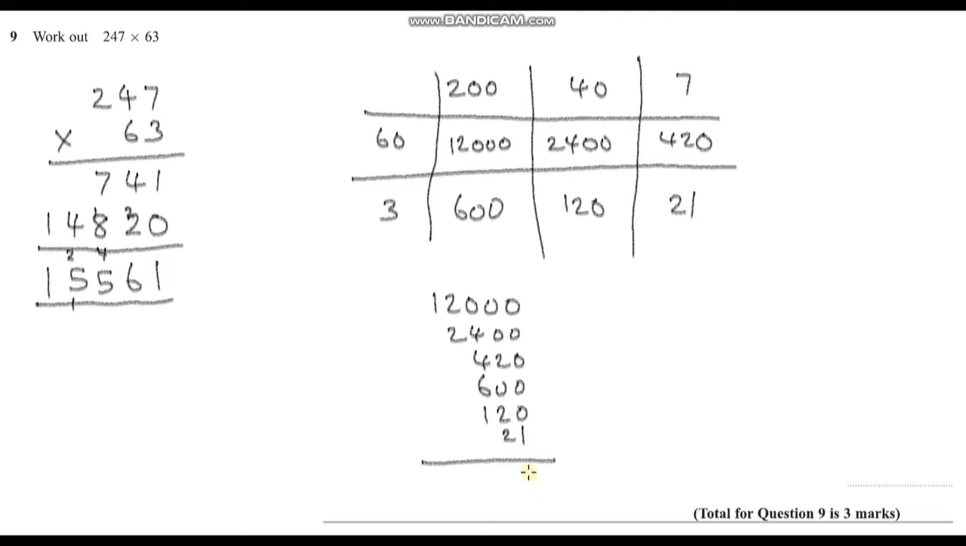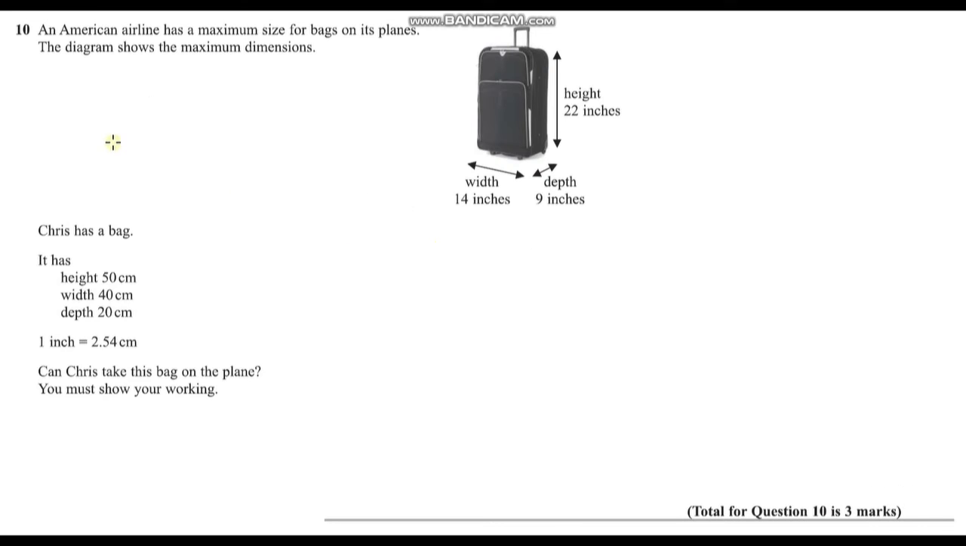So this column, that's 1. Here we've got 2, 4, 6. Here we've got 4 plus 4 is 8. 8 plus 6 is 14. Plus 1 is 15. We carry the 1. 2 plus 2 is 4. Plus 1 is 5. And then 1 plus 0 is just 1. And luckily, we got the same answer. So I did do it correctly both ways. So our answer is 15,561.